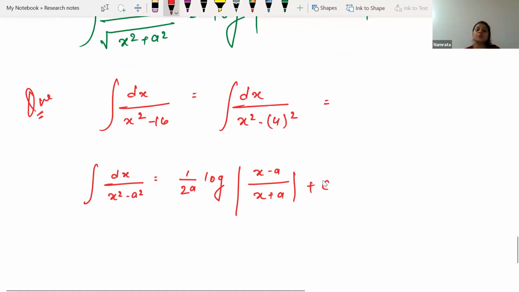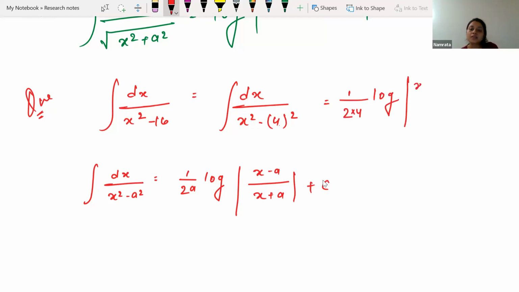Let's apply the formula. So the formula says at first we are supposed to take 1 by 2a. So 1 by 2, what is our a? A is 4. Log of modulus x minus 4 divided by x plus 4, plus C. And we are done.